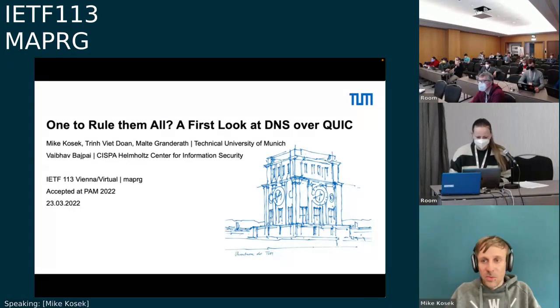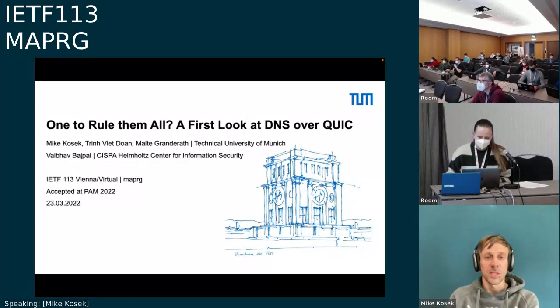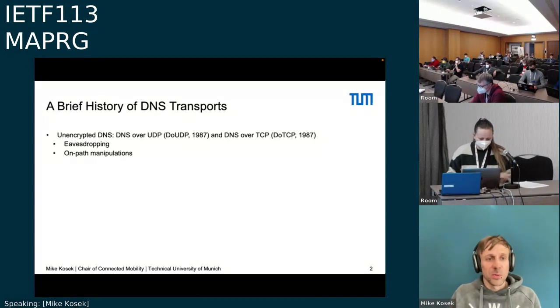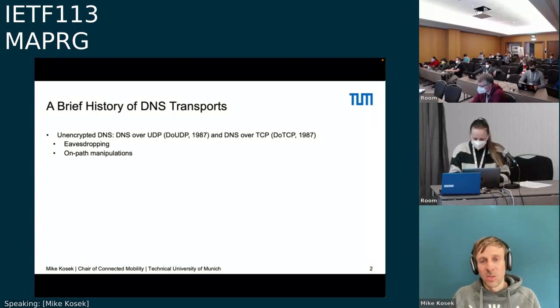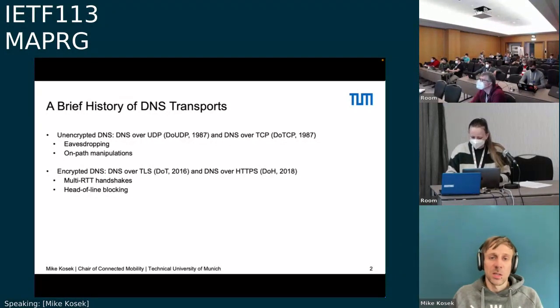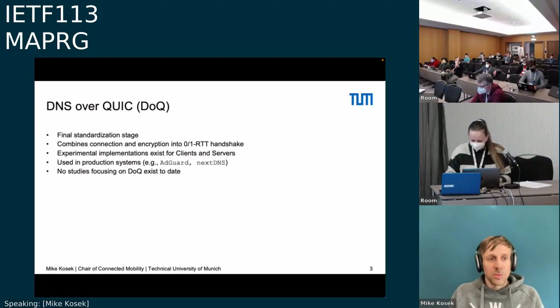All right, let's get started. Hi, welcome. I'm Mike from Technical University of Munich, and I'm going to present our paper on DNS over QUIC, a study we performed that was accepted at the PAM conference, which is scheduled to happen next week. Let's start with a brief history of DNS transports. In the 80s, we had unencrypted DNS with DNS over UDP and DNS over TCP. Those have obvious problems with eavesdropping and on-path manipulation. Then there was a shift to encrypted DNS with DNS over TLS and DNS over HTTPS, which suffer mainly from the drawbacks of the TCP protocol, like multi-RTT handshakes and head-of-line blocking. This is addressed by DNS over QUIC.